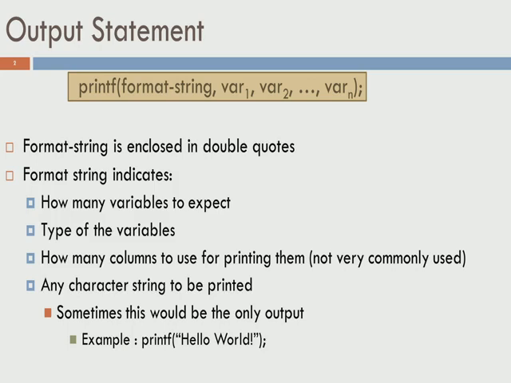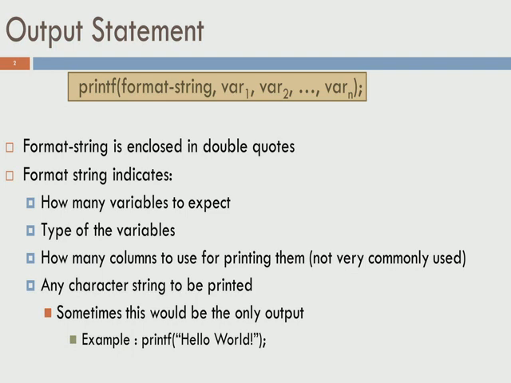So, printf in its general form has a format string followed by a list of comma separated variable names. So, the syntax is highlighted at the top. So, you have format string, comma, a comma separated list of variables 1 to n. The format string is enclosed in double quotes. We have seen that in several examples before.